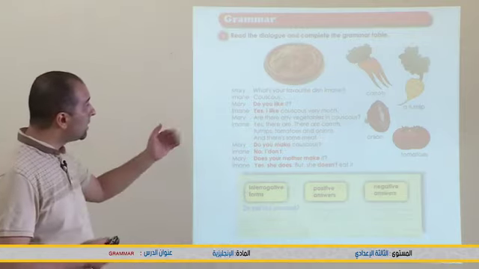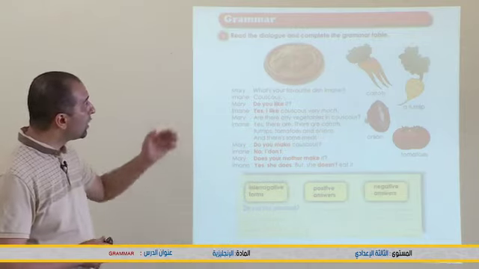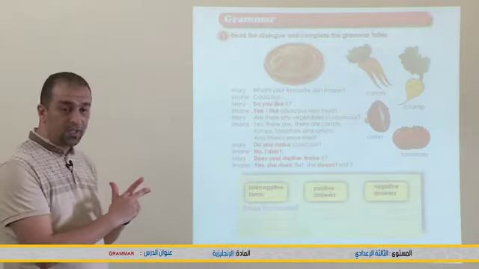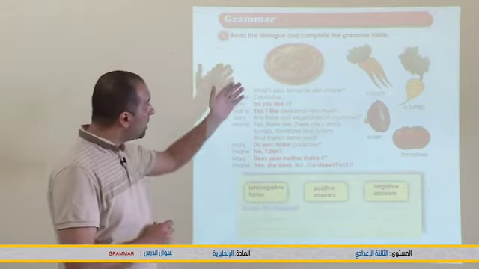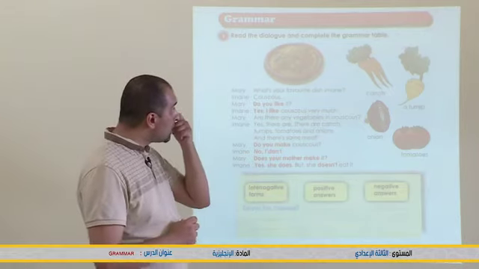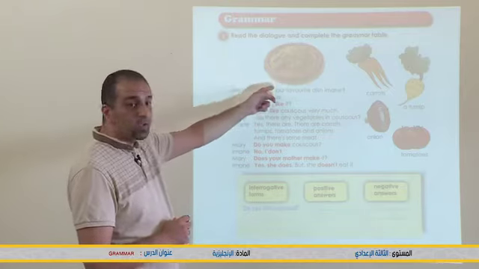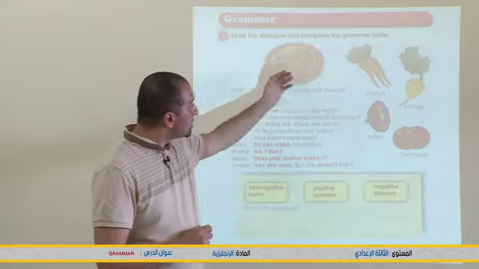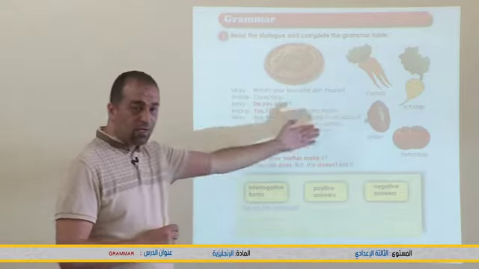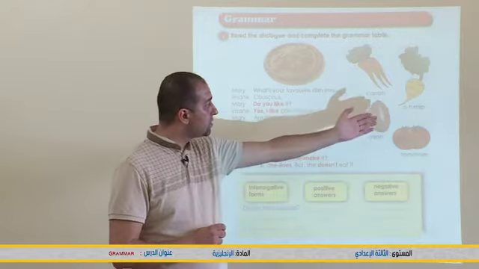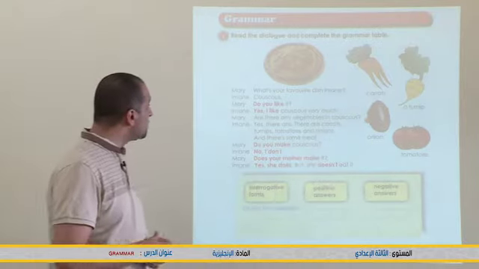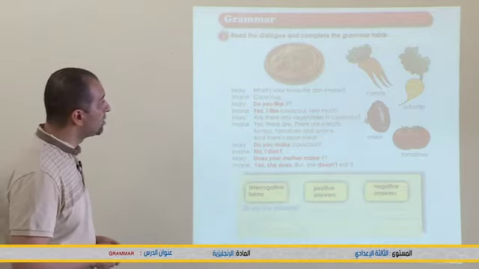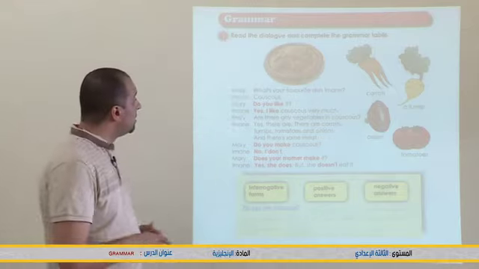Now let's talk about the lesson of today. We are going to see the simple present in three forms: affirmative, negative, and interrogative. So as you can see in the picture, you have this famous or popular dish, which is couscous, which is cooked with various vegetables. Here you have carrots, turnip, onion, and tomatoes. And here you have a dialogue between Mary and Iman, talking about couscous.